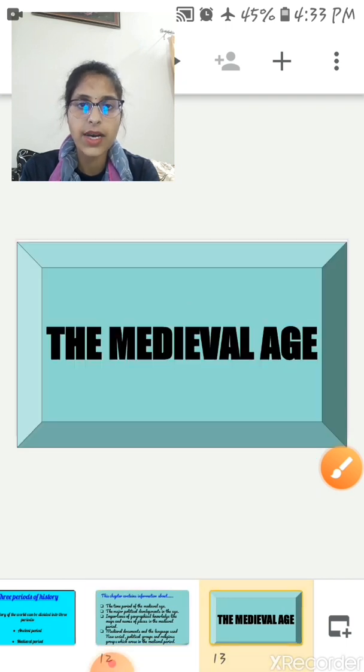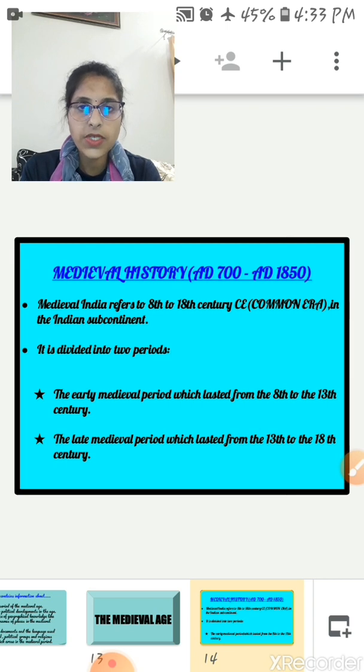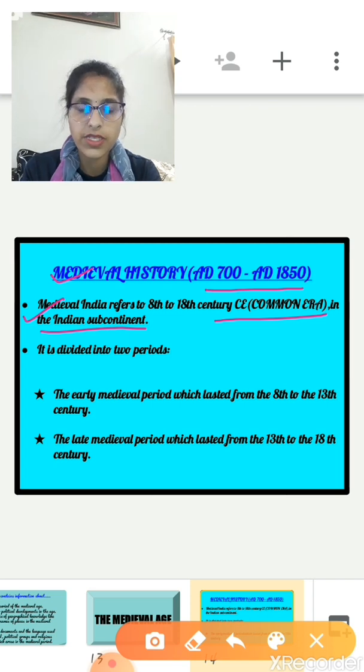So let's start with the medieval age. Medieval history, as I said, is basically between 700 to 1850, this period considered as the medieval history. Medieval India refers to the 8th to 18th century CE, that is common era, in the Indian subcontinent.